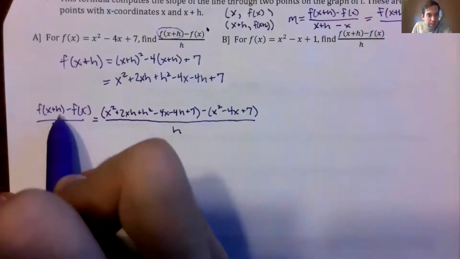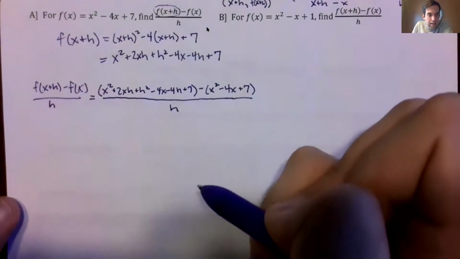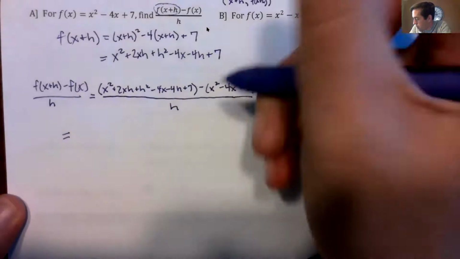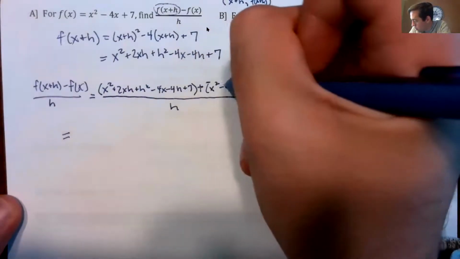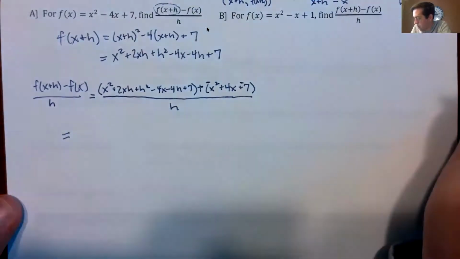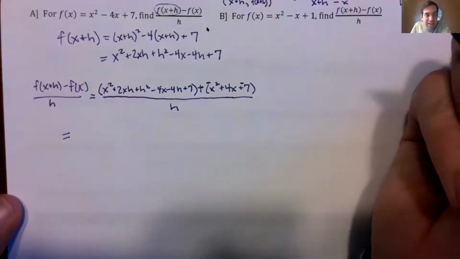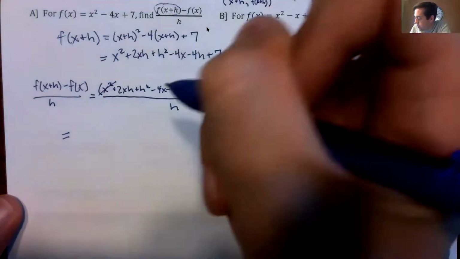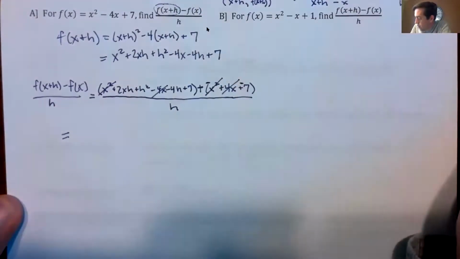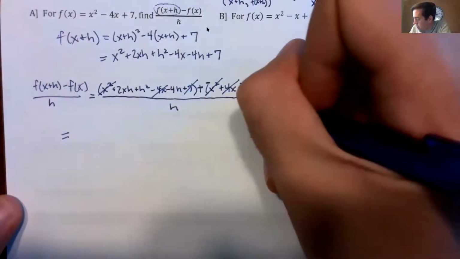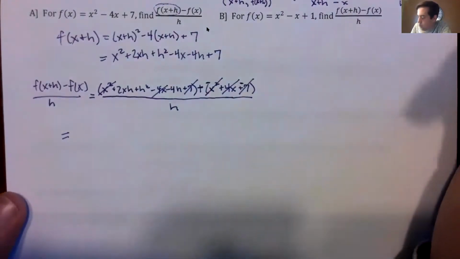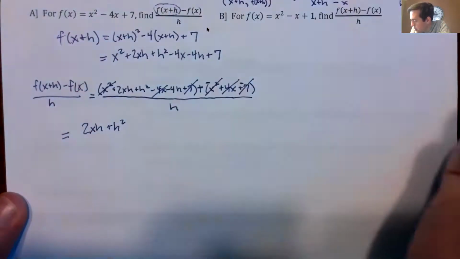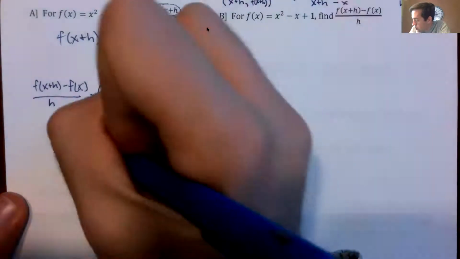So we plugged in for f of x plus h, and we plugged in for f of x. The next step is going to be to start to simplify this. I know it looks a little bit crazy right now, but it'll get better. So I'm going to distribute this negative to here. This becomes positive, this becomes negative. And look what starts to happen here. The x squared term and the negative x squared term cancel each other out. There's a negative 4x and a positive 4x. And there's a positive 7 and a negative 7. So all of those go away, and we're left with 2xh plus h squared minus 4h all over h.